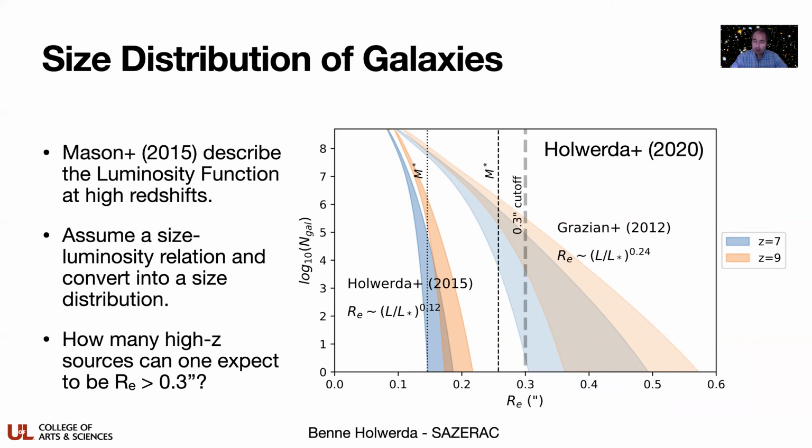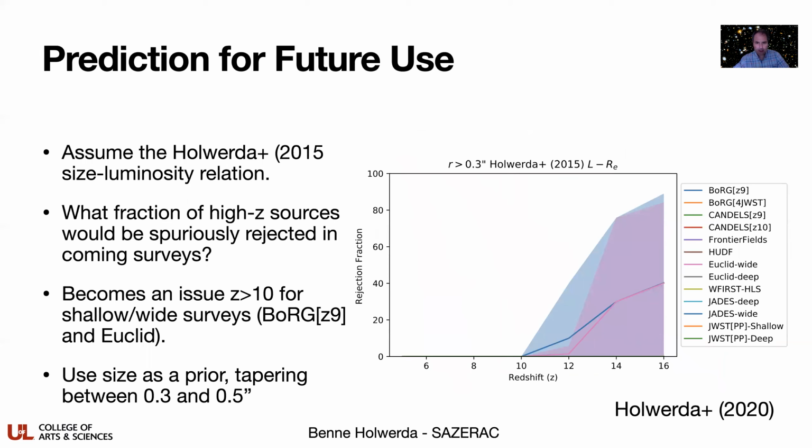So you do have to assume the size luminosity relation in order to use a hard cutoff. But what you can do is simply say, well, beyond 0.3, I'll start tapering it off, because most likely these things are contaminants, and they're much less likely to be actual high redshift sources. So let's see what we can predict for future use.